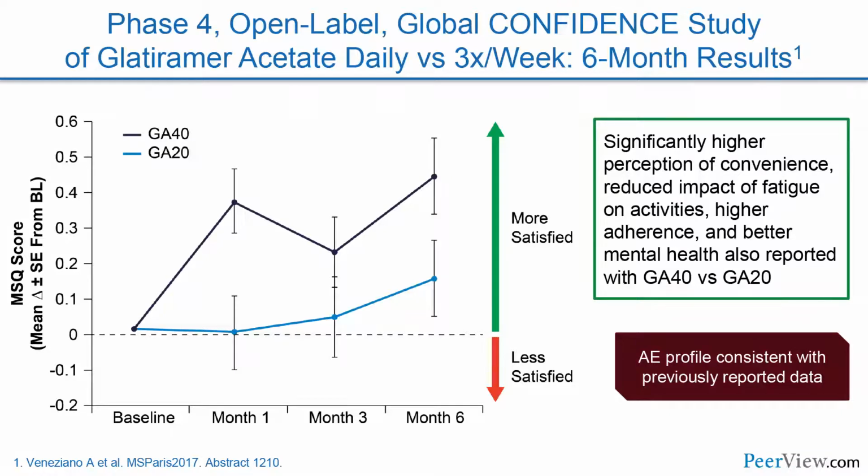At the 7th Joint ECTRIMS-ACTRIMS meeting, Venziano and colleagues presented the 6-month results of the CONFIDENCE study, which showed patients treated with Glatiramer 40 reported significantly higher medication satisfaction than those treated with Glatiramer 20 over 6 months. In addition, patients reported significantly higher perception of convenience, reduced impact of fatigue on patient activities, higher adherence, and better mental health with Glatiramer 40 as compared to Glatiramer 20. Lastly, the AE profile was consistent with previously reported data.